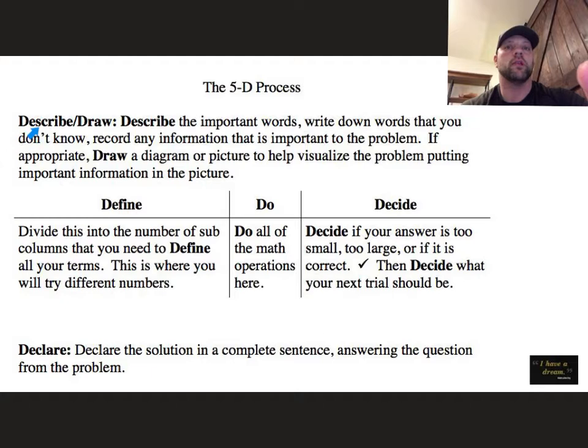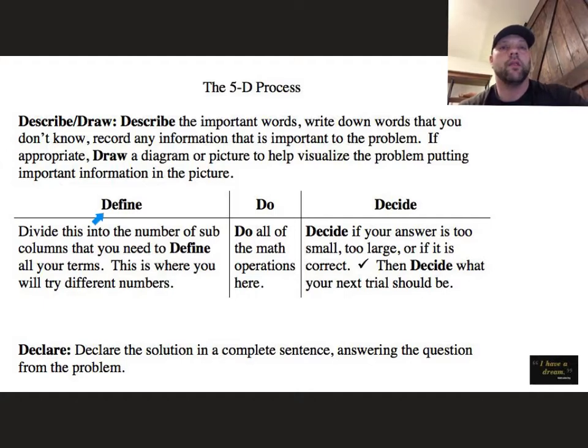Our first one is describe or draw. So we're going to describe the important words, write down words that we don't know, record any information that is important to the problem, and if appropriate, draw a picture. Drawing a diagram always helps to visualize what the problem is asking. And I always like to add the question into the describe and draw so I know what question is being asked of me.